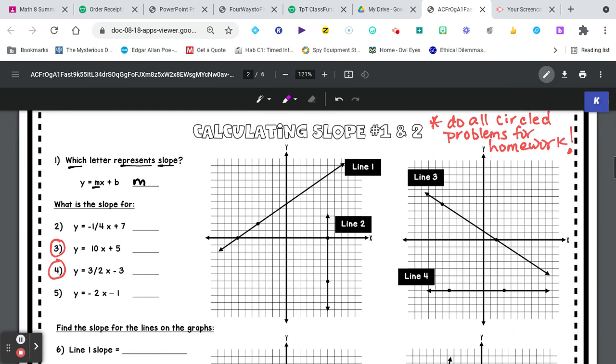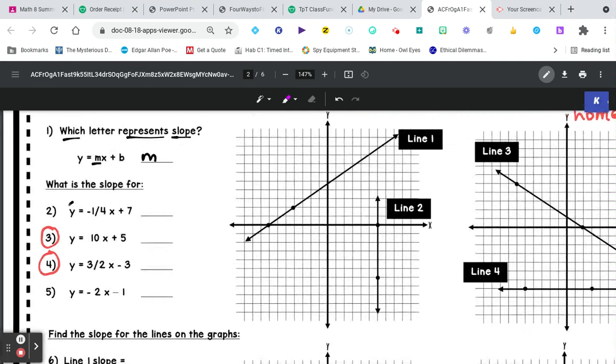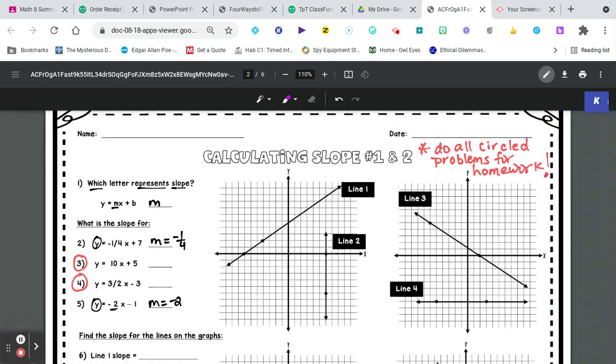All right, on 2, it says what's the slope for that equation? Well, y is by itself, and what's attached to x? Negative 1/4. On 5, y is by itself. What's attached to x? Negative 2, so your slope is negative 2. Okay, that's all from an equation.